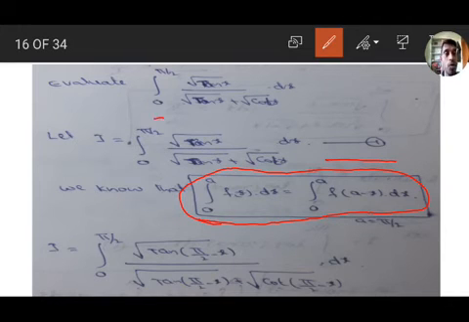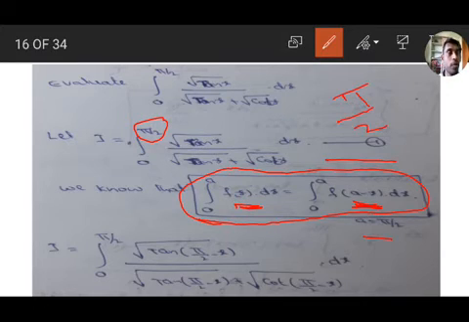Here a equal to pi by 2. So in the place of x we have to substitute a minus x. A is pi by 2, so we have to substitute pi by 2 minus x in the place of x. So in equation 1, substitute pi by 2 minus x in the place of x.